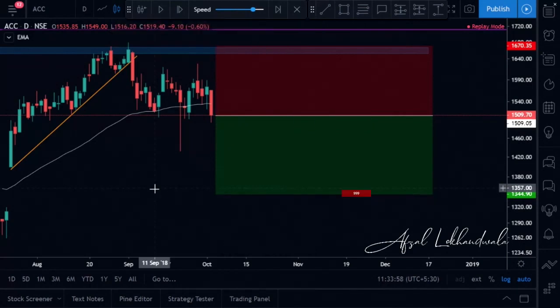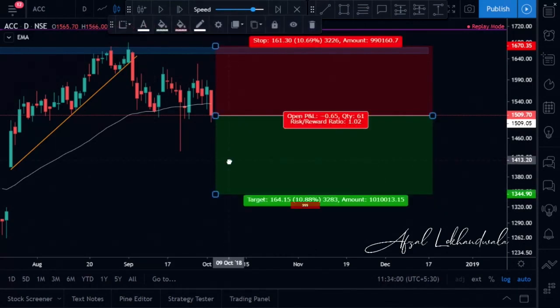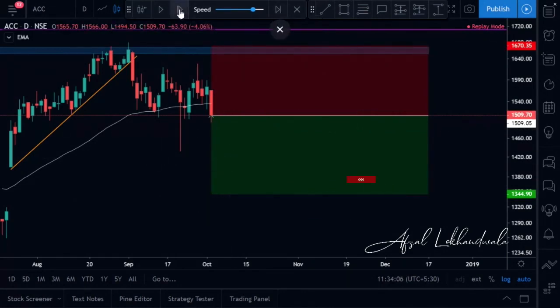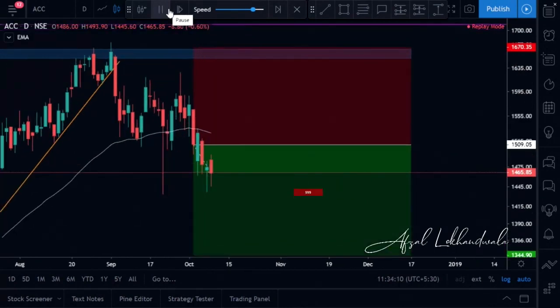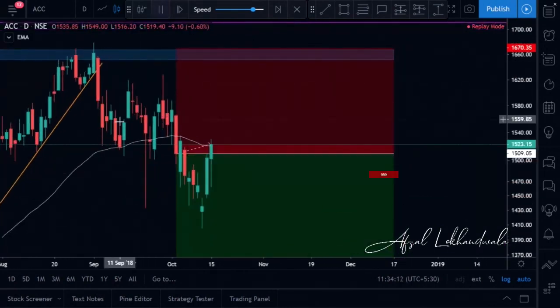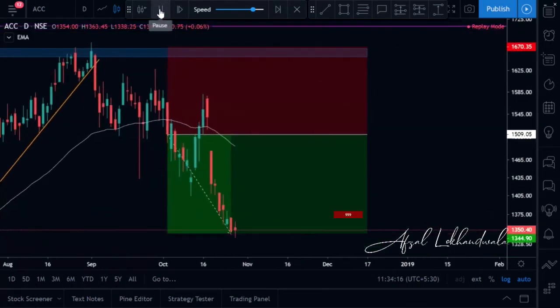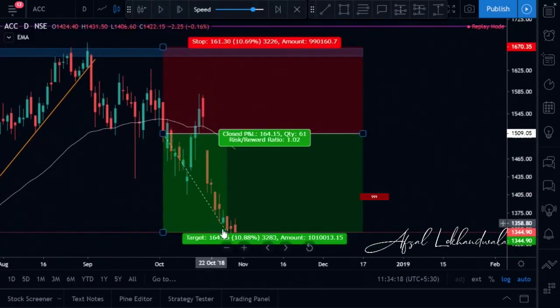Yes. Now let us see how the price behaves. Now let me play. Now let us watch the game. We have taken our entry. And the target is hit. Target is achieved with this candle.